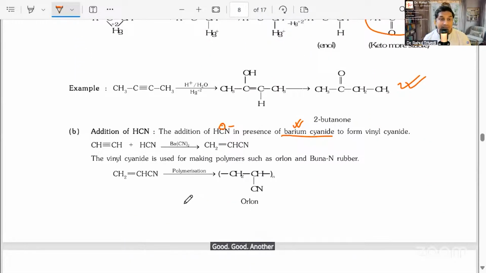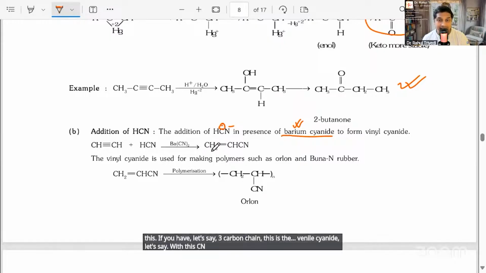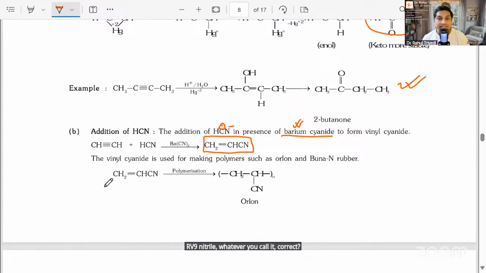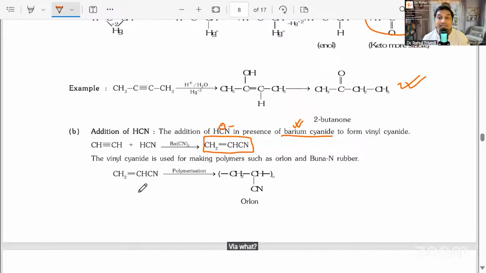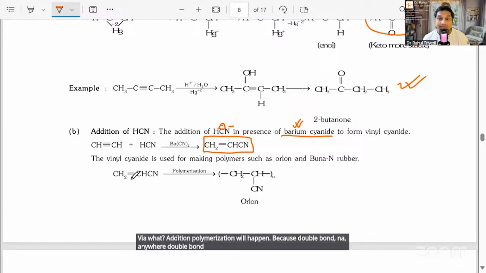Another important thing, this fellow, correct? If you have, let's say, a 3 carbon chain, this is vinyl cyanide. Once the CN is connected, this fellow is called vinyl cyanide or vinyl nitrile, whatever you call it, correct? So this vinyl cyanide has a tendency to polymerize. Why? Addition polymer. Via what? Addition polymerization will happen, because of the double bond. Anywhere there is a double bond, addition polymerization will happen.